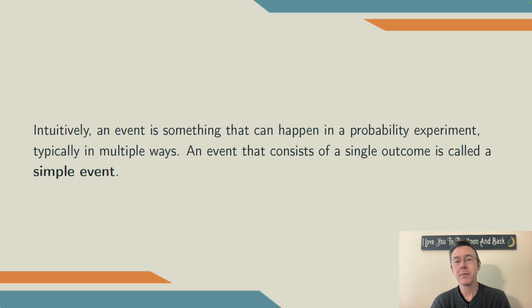Intuitively, an event is just something that can happen in a probability experiment, though typically it can happen in multiple different ways. So, for instance, in that last example, the event, both flips are the same, can happen in 2 different ways. But it is just something that can happen. An event that consists of a single outcome is called a simple event. So that would be something like both flips are tails.